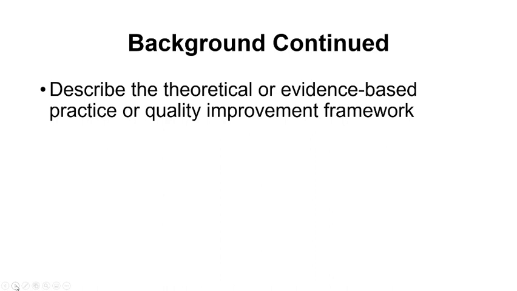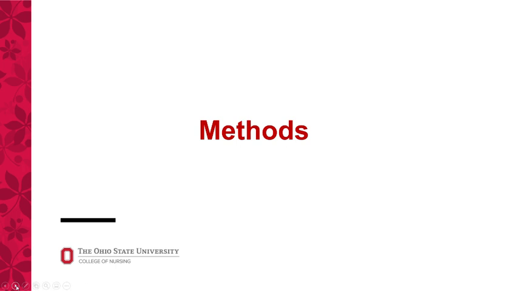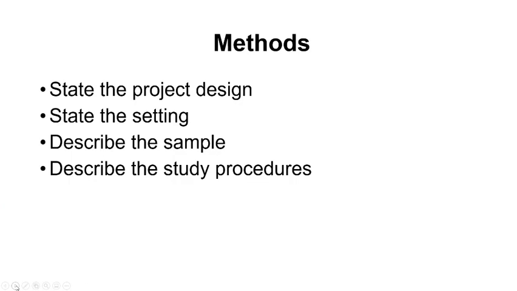In the background, you want to include the theoretical or the evidence-based practice or quality improvement framework that helped you to implement your project. For the method section, you want to state the project design, state the setting, describe the sample, and describe the study procedures. Some of this may not be applicable depending on the type of project that you have completed. But you want to be as clear as you can so your reader or the viewer can follow your story.